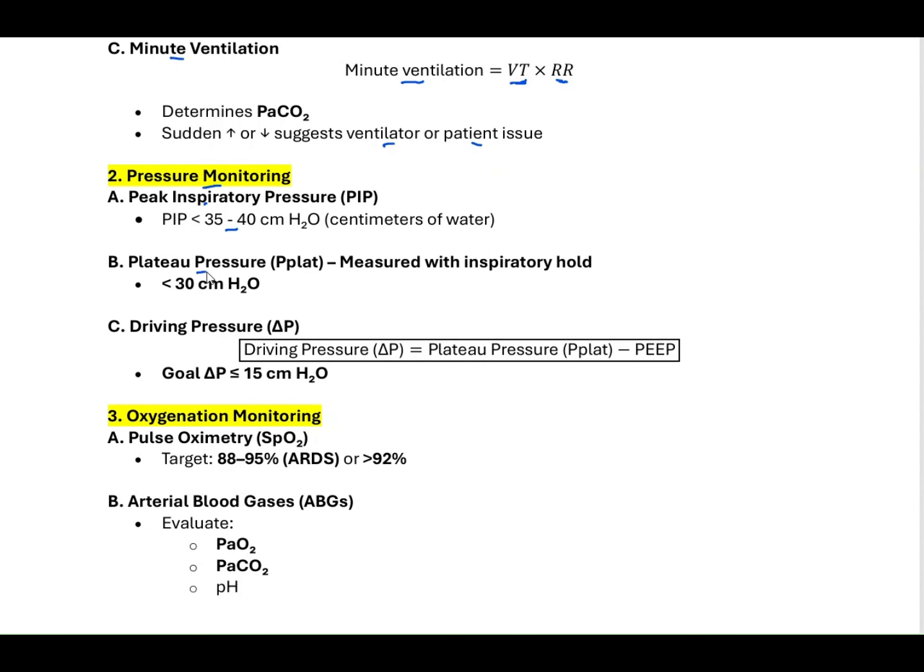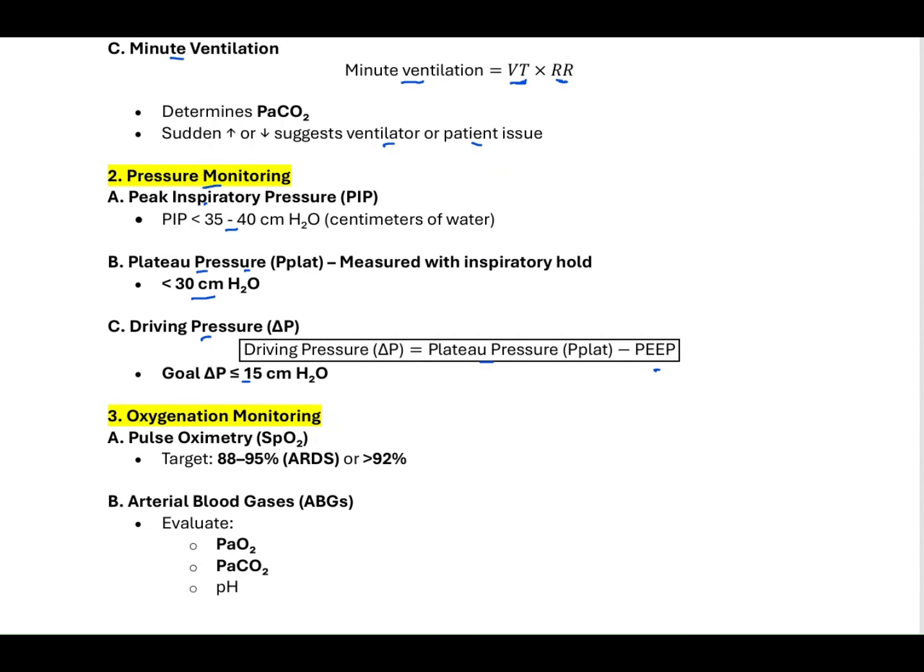The other thing we want to monitor is the plateau pressure. The plateau pressure is the pressure that we measure when we do an inspiratory hold. When you do an inspiratory hold, you eliminate the airway resistance pressure, and this will tell you about the compliance of the lungs. You want this to be below 30. Based on that, you can also calculate your driving pressure, which is the difference between your plateau and the PEEP. You want that driving pressure to be below 15, and we're going to see why in a second.